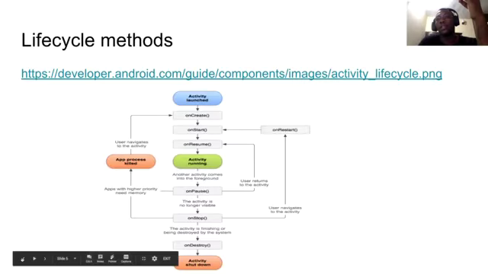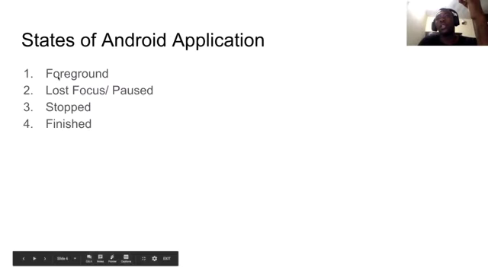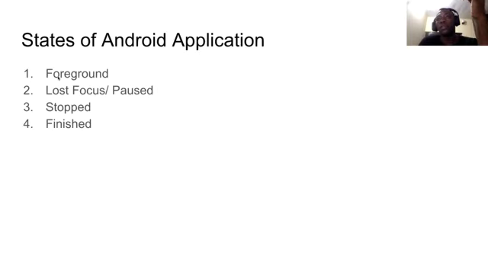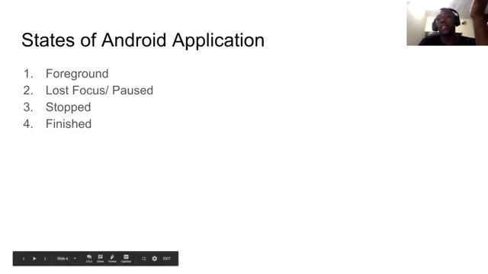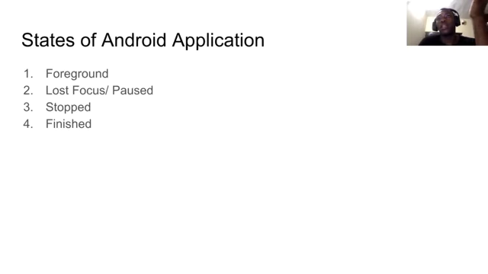Next, we'll look at the different states of an application. An Android application can be said to have 4 different states, or I can say at any given time, the application can be in either of 4 states. 1, it could either be in the foreground. When your application is in the foreground, it is the main activity that the user can see at a certain time.